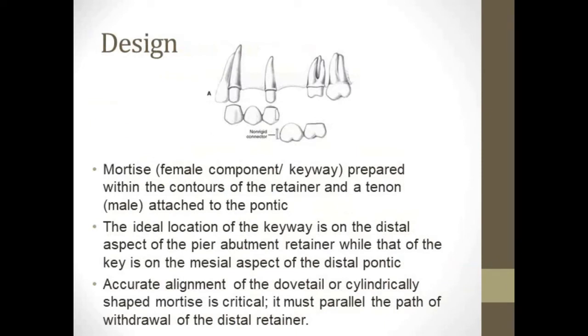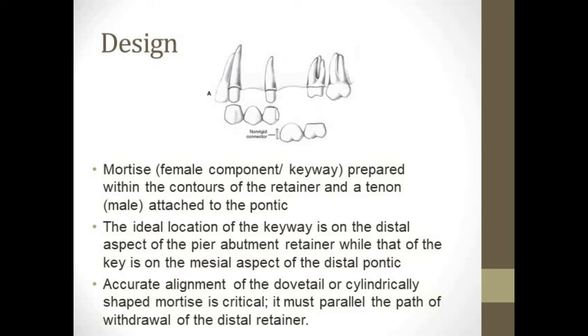Now let us see the design of the most commonly used non-rigid connector, that is the tenon mortise or the keyway one. So here we know that the female component or the mortise is prepared within the contours of the retainer, and the tenon or the male component is attached to the Pontic. So according to Schillingberg, the location of the stress breaking device in a 5-unit pier abutment restoration is usually on the middle abutment, that is the pier abutment. This is because placing the stress breaker on either of the terminal abutments can result in the Pontic acting as a lever arm. So the ideal location of the stress breaking device is on the middle abutment.